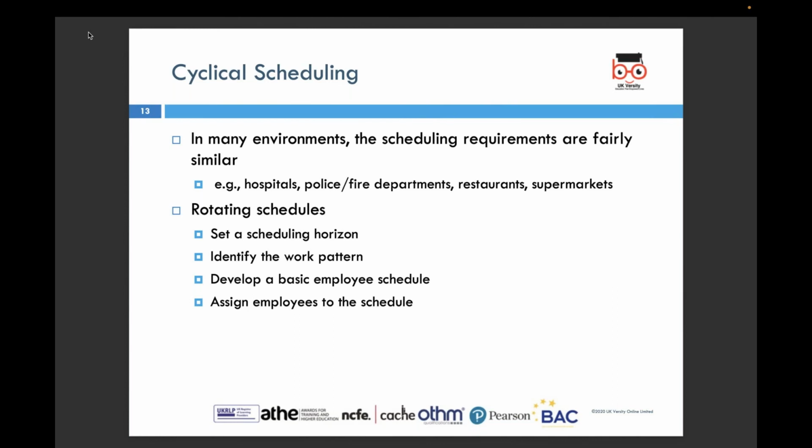Identify the work pattern. Once the schedule horizon is determined, it is essential to identify the work pattern. This entails understanding the recurring shifts, rotations, or work cycles that exist within the organization. For example, a hospital might have day and night shifts, while a restaurant could have morning, afternoon, and evening shifts.